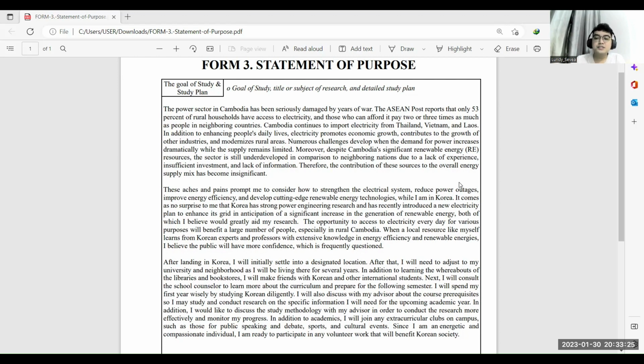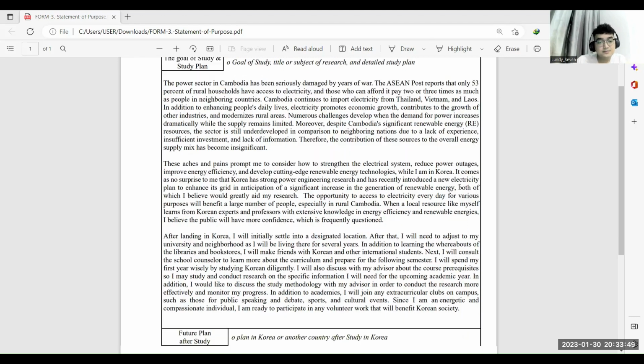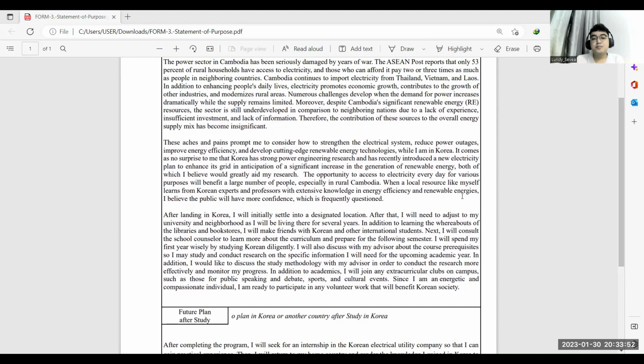Moreover, despite Cambodia's significant renewable energy resources, the sector is still underdeveloped in comparison to its neighboring nations due to a lack of experience, insufficient investment, and a lack of information. Therefore, the contribution of these sources to the overall energy supply mix has become insignificant. These aches and pains prompt me to consider how to strengthen the electrical system, reduce power outages, improve energy efficiency, and develop cutting-edge renewable energy technologies while I'm in Korea.